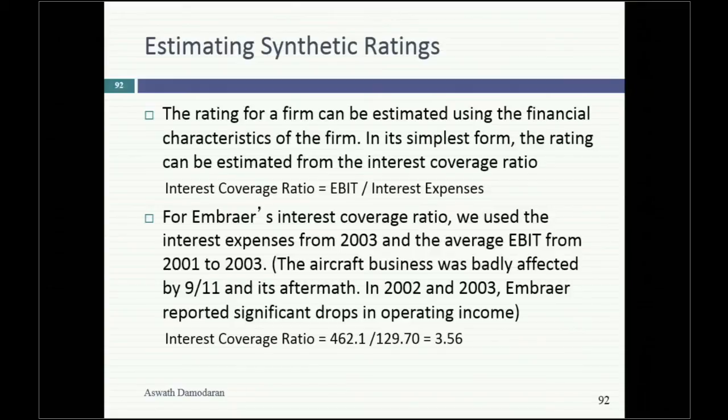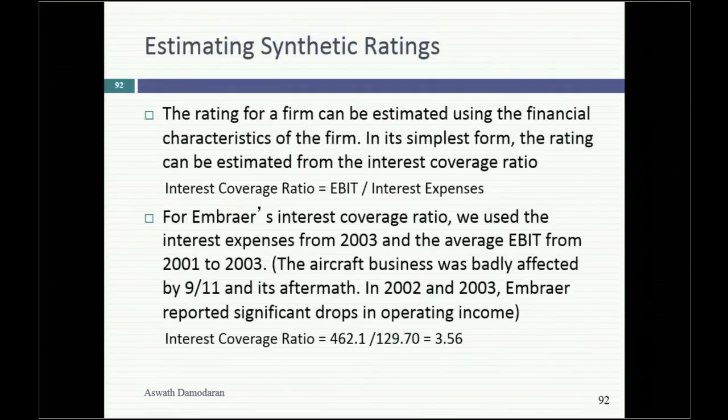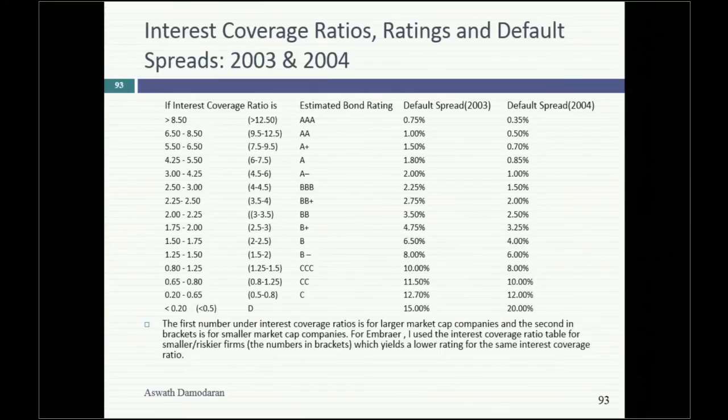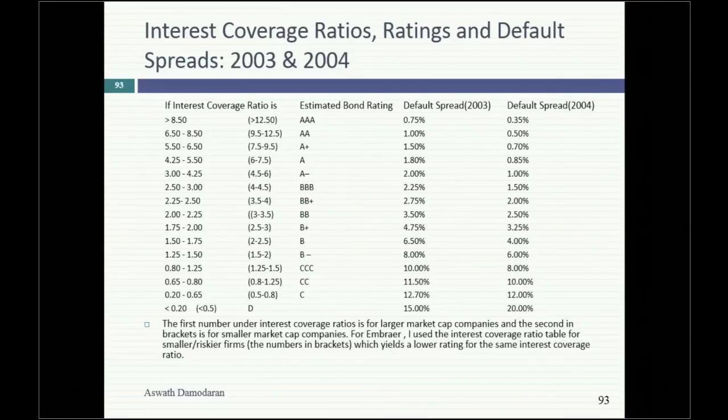You compute the interest coverage ratio first for your company, 3.56. You go to the lookup table, and I have 2 lookup tables, one for large market cap companies and one for small market cap companies. Small market cap companies need higher interest coverage ratios to get the same rating. It's not fair, but that's the way it is. Larger is market cap greater than 5 billion, small is less than 5 billion. I look for your ratio in the right grouping. And all emerging market companies I treat as if they were small companies because they again play by different sets of rules. So if you look at 3.56, which is what I got as Embraer's interest coverage ratio, I think the rating I end up with is A-.